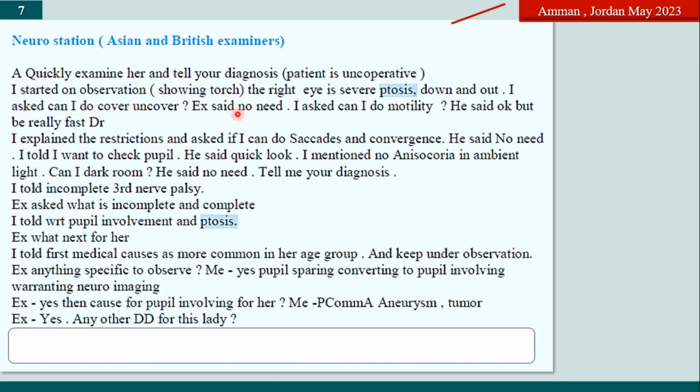The right eye is severe ptosis, down and out. I asked, can I do cover and cover? The examiner said, no need. I asked, can I do motility? He said, okay, but be really fast, doctor.